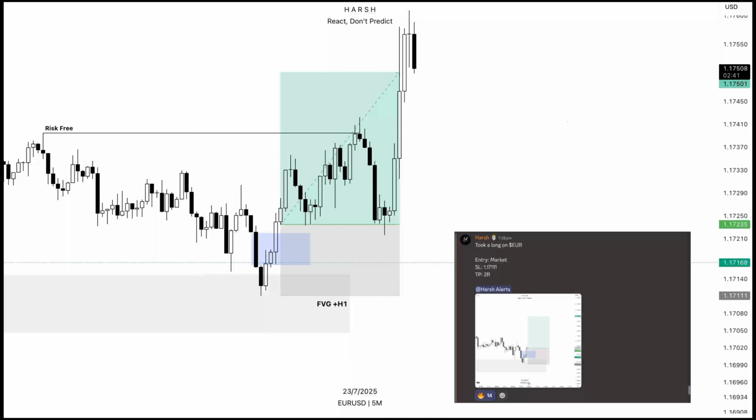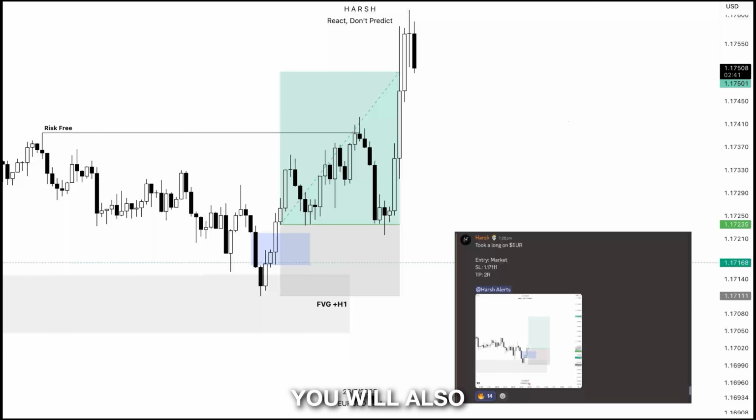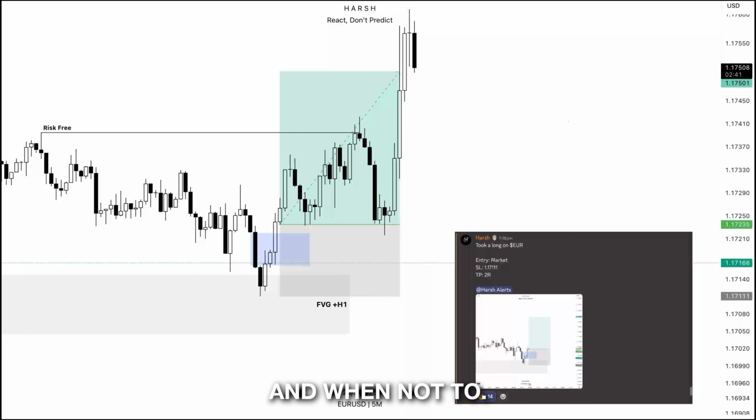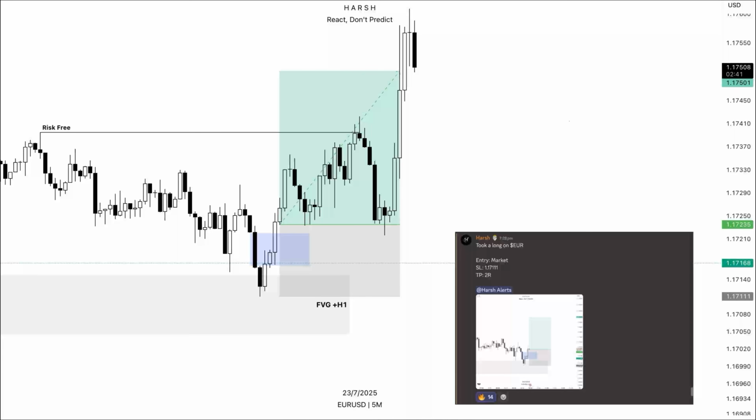Okay, next thing is moving stop loss to break even too early. Let's try to understand this by an example of the trade yesterday we took on our Discord, where this was a euro long trade where we had a very good plan. In this video you will also understand when to change stop loss to break even and when not to. I have seen people actually changing their stop loss too early in the trade.